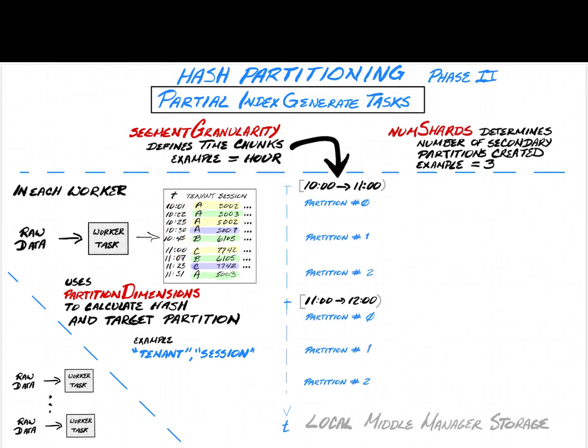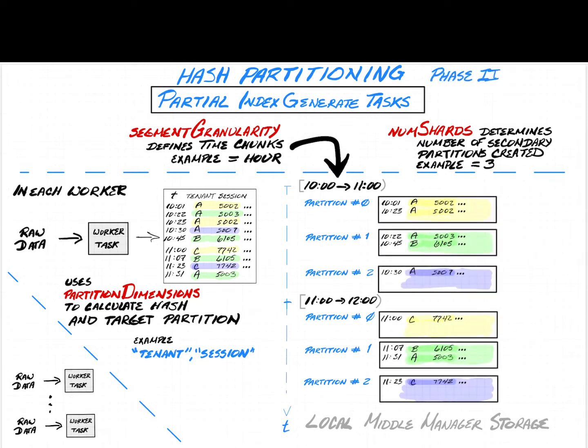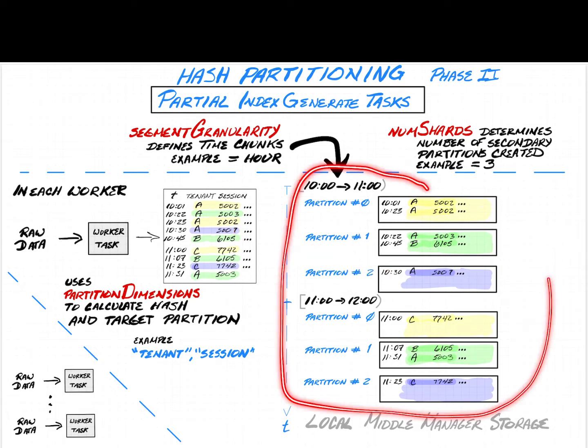Within each time chunk, we see that it's subdivided into the number of shards that we either specified or calculated, and then it starts distributing the rows across those time chunks and partitions. So it processes all of its input, classifies the rows based on time chunk, and then each individual row is put into the appropriate partition based on the hash calculation that it has.